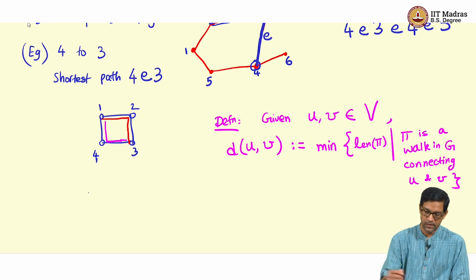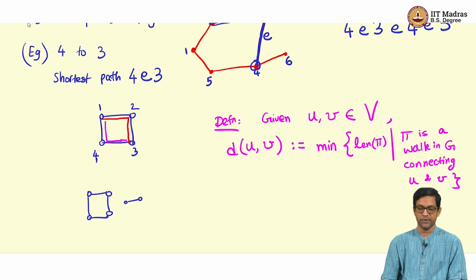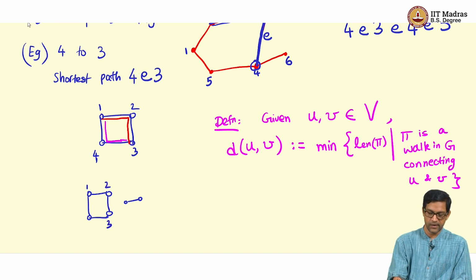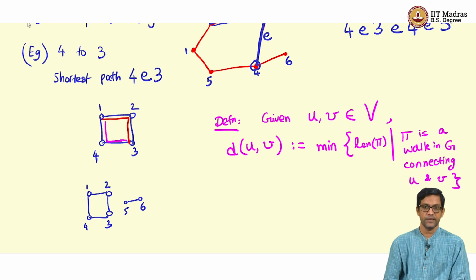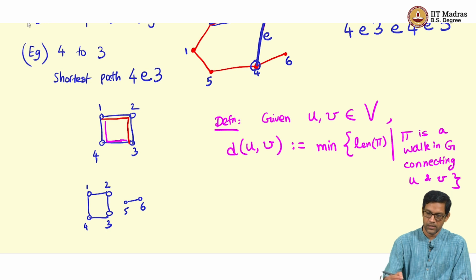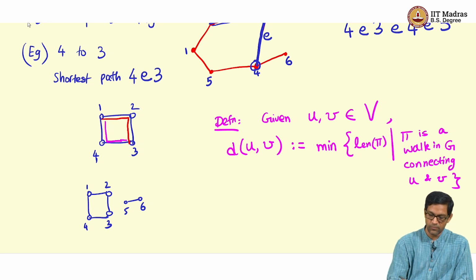For example, if I have a graph like this, the same cycle graph, and maybe these 2 points are separate. So, I have 6 points in my graph, but 5 and 6 are not connected by edges to 1, 2, 3 and 4. So, in this case, you cannot go from 1 to 5. There are no walks which will take you from vertex 1 to vertex 5.